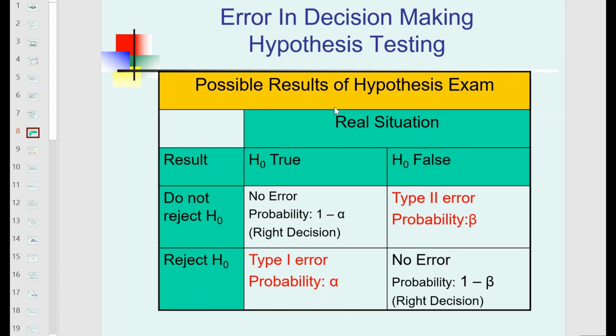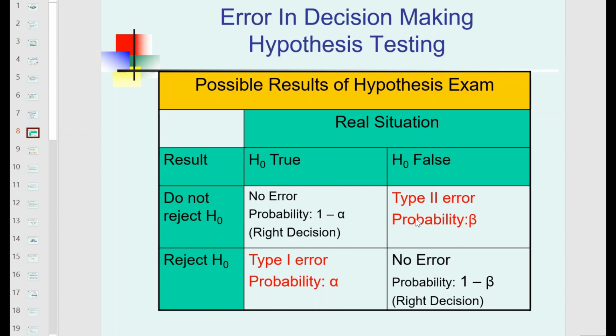Okay, so possible results of hypothesis exam. You see that now it is basically about H null only. So in a real situation, when H null is true, the result is do not reject H null. So no error, because you do not reject H null. Okay, means you accept, right? When it is true, so no error. So the probability is 1 minus alpha. So this is the right decision.